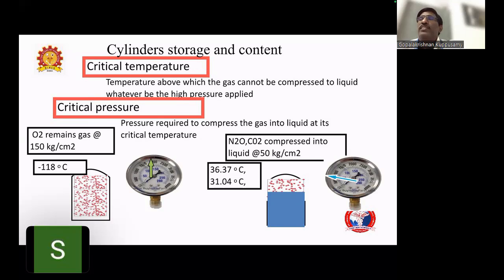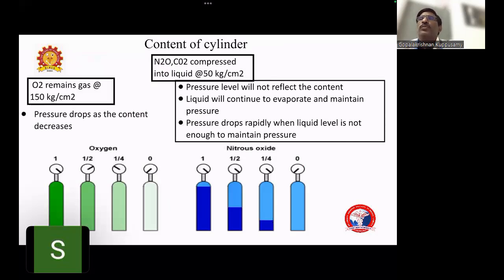But nitrous oxide and carbon dioxide have critical temperatures near the atmospheric temperature, like 36.4 or 31.04 degrees Celsius. So if we apply the critical pressure or a high pressure, they get liquefied even at the level of 50 kg per square centimeter. Now, the physics helps us to understand or measure the content of the cylinder. We already know that oxygen remains as a gas because its critical temperature is too low.